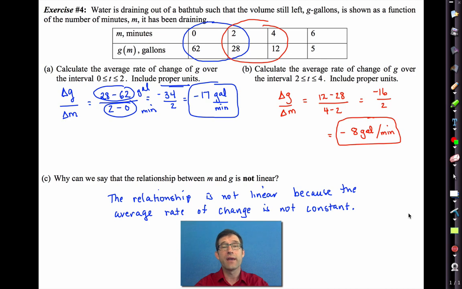So if we had gotten negative 17 gallons per minute and another negative 17 gallons per minute, then we would say, look, the evidence supports that this is linear. All right? But since those two average rates of change aren't the same, this relationship cannot be linear. All right, it's a very important fact. So pause the video now if you need to, and then we're going to clear out the text and finish up.